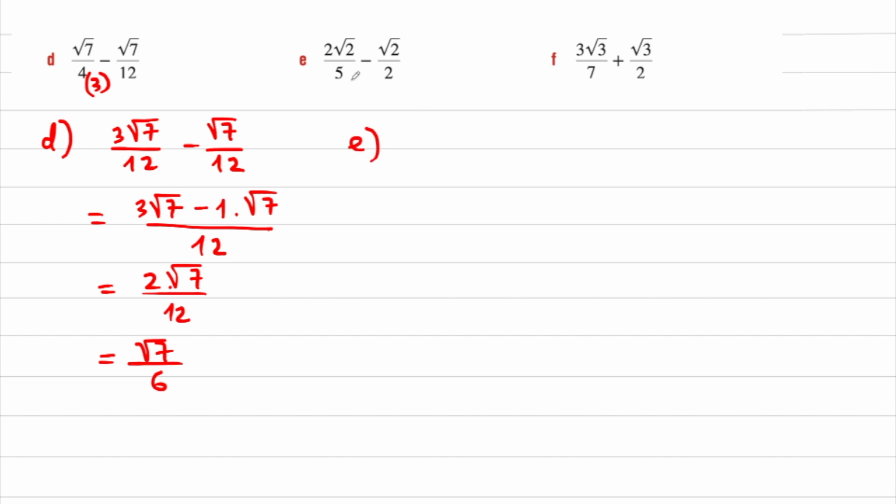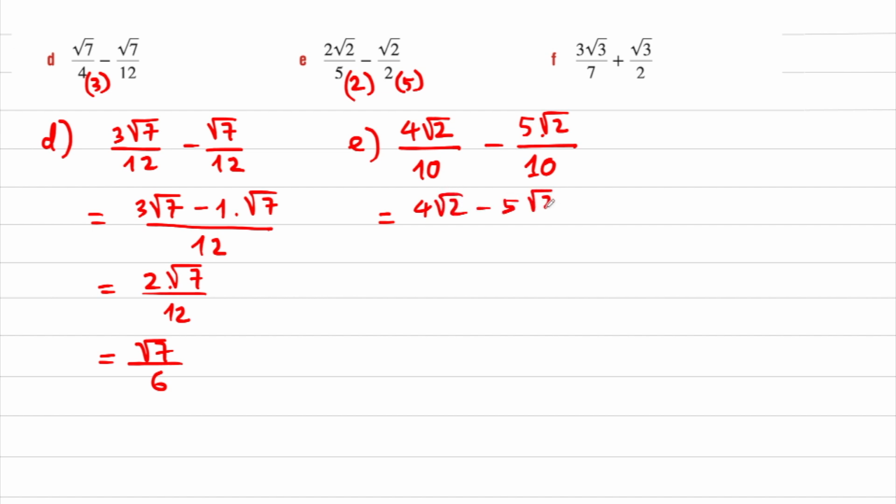Question E, you have here 2 and here 5. 2 times the numerator, 4 square root 2. 5 times 2 equals 10. 5 times square root 2 in the numerator of the second fraction and 10 here. And now 4 square root 2 minus 5 square root 2 over 10, and then minus square root 2 over 10 by this writing.